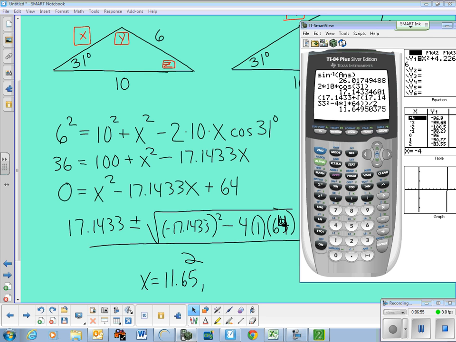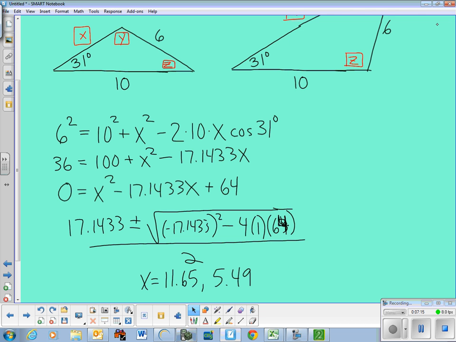And if I use the negative version, I'm going to hit second enter and bring all that back and just go back and change my plus to a minus. Then I get 5.49. So I'm asking the law of cosines, dear law of cosines, will you please tell me the length of that other side? And the law of cosines, because I got two real positive answers for this quadratic equation, tells me it could be 11.6 or it could be about 5.5.